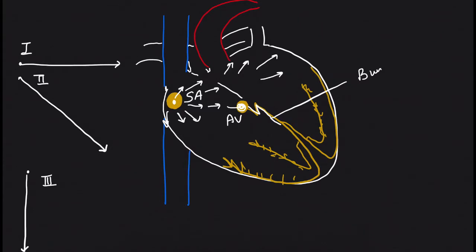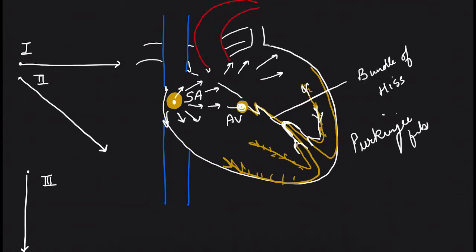This is the bundle of His. As you can see, the bundle of His divides into right and left bundles, and they further divide into anterior and posterior branches, and they reach the apex. Once the impulse reaches the apex, it has to travel up and back again to depolarize the floor as well as the back, the posterior wall of the heart. So this is how the impulse travels in the heart. These fibers which travel up and backwards are the Purkinje fibers.